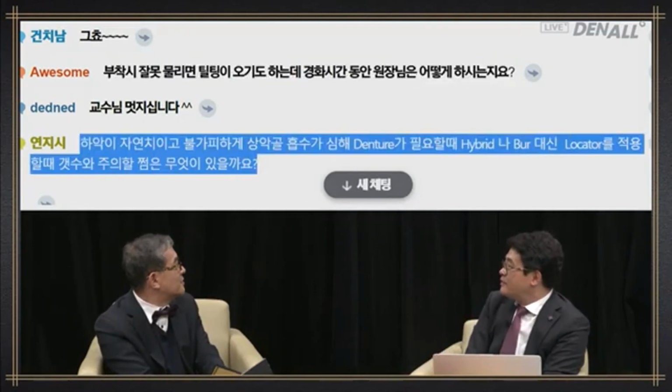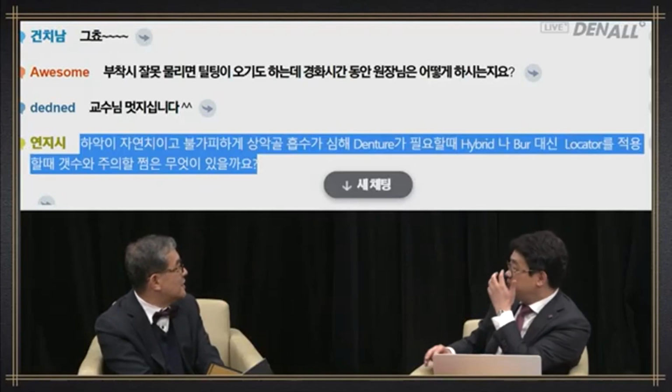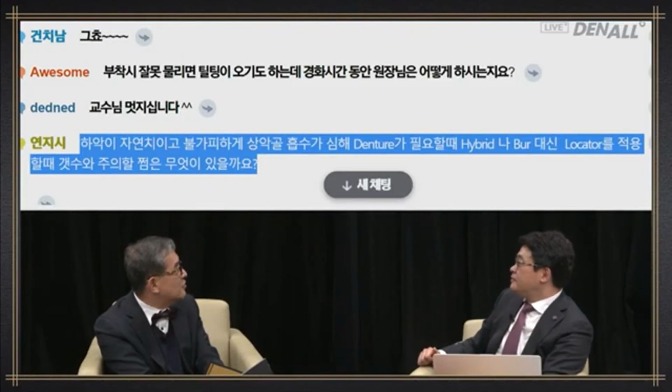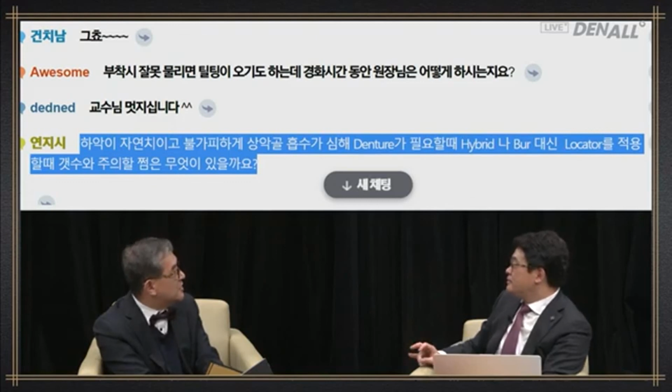Professor, you're awesome. If the lower is natural teeth and if a denture is necessary due to severe bone loss in the upper, can I use locator instead of hybrid or bar? How many should I place and what kind of precautions should I take?